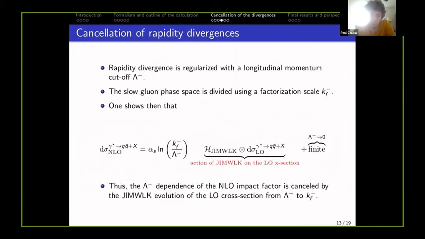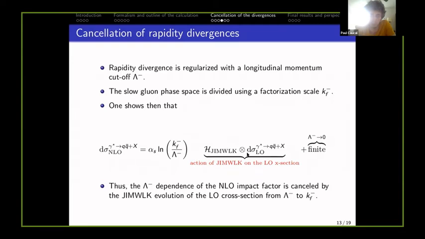Now let me discuss the cancellation of rapidity divergences. Those divergences are regularized using the longitudinal momentum cutoff lambda minus. And to extract the divergence, we divide the gluon phase space by using the factorization scale k minus. So we kind of pull out the divergences, which now appear as a log of k minus divided by lambda minus. And the coefficient in front of the log, we have been able to prove, is exactly the action of the JIMWLK Hamiltonian on the leading order cross section.